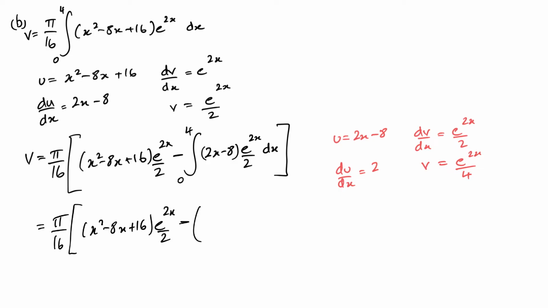So we've got u times v, so (2x minus 8) multiplied by e to the 2x over 4 minus the integral of, and this time it is v du by dx. So we've got now the integral of this times this, which is a little bit nicer. So this is just going to be e to the 2x over 2 now.